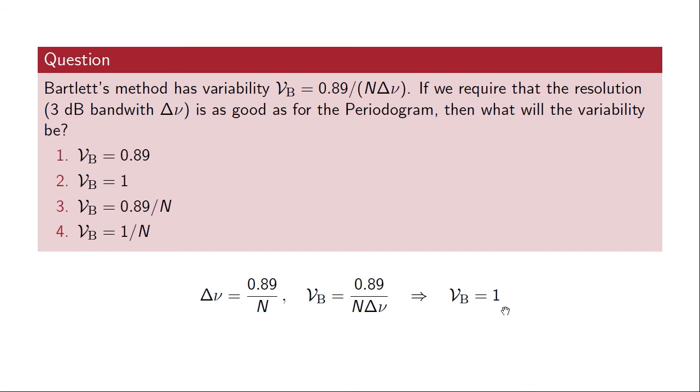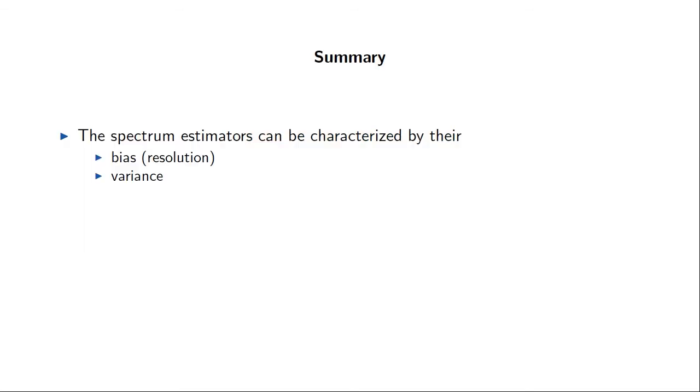There is another more intuitive way of arguing this though. If we want Bartlett's method to have the same resolution as the periodogram, the length of the window needs to be the same as for the periodogram. And the periodogram used all of the data in a single block, and in order to have the same length in Bartlett's method we can only allow for one block. So under this constraint, or under this assumption that we make in the question, Bartlett's method is actually equivalent to the periodogram. It's the same thing, which should give us the same variability, and the variability of the periodogram was equal to 1. So let's summarize.